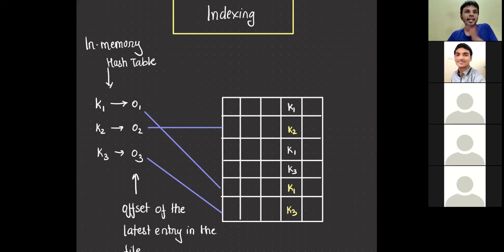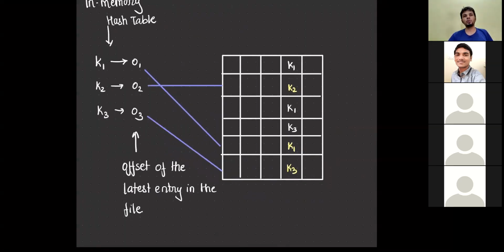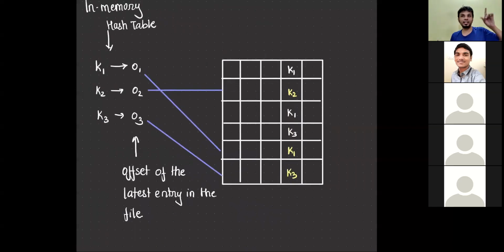Let's say we maintain an in-memory hash table, where you store key and offset, something that we did with the word dictionary. Let's say this is our append-only file, which is the way we are storing it: CRC, timestamp, key size, value size, key and value. And what we are storing is key K1 stored at offset O1.